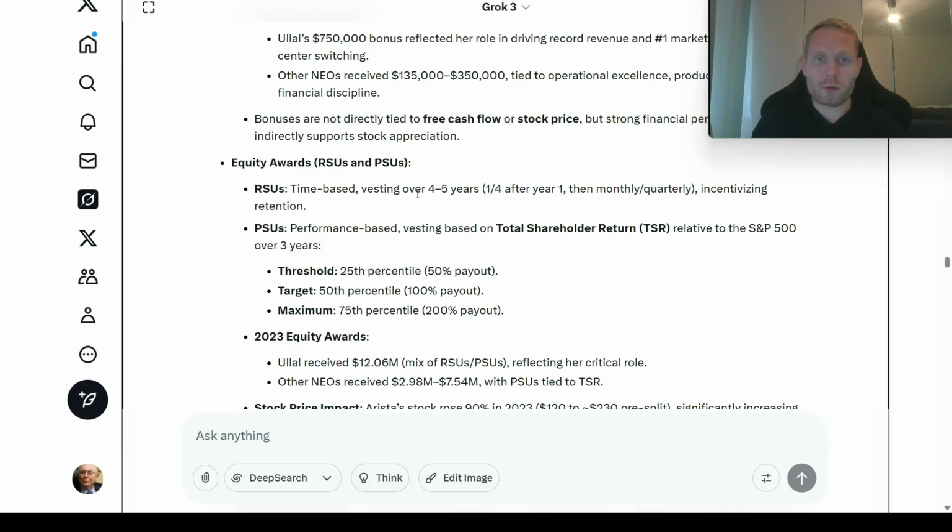And this is something we would just go into the proxy statement for Arista Networks and just check on some of the details to make sure that Grok is getting everything right. But the PSU is performance-based, vesting based on total shareholder return relative to the S&P over 3 years, which is pretty good. In 3 years, usually the stock price will go hand in hand in most cases with free cash flow growth.